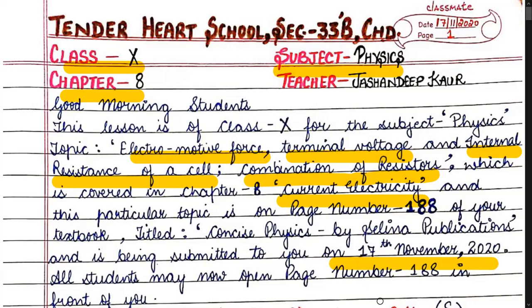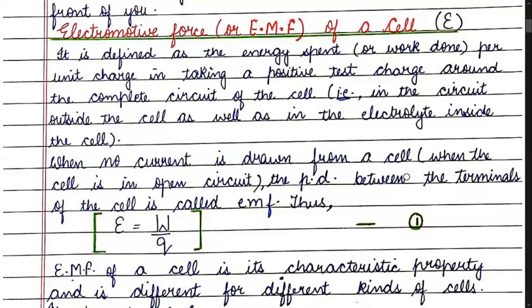All students may now open page number 188 in front of you. Our first topic for today is electromotive force or EMF of a cell, which is written as epsilon, and the symbol of epsilon is drawn in the notes provided to you on 17th November 2020.